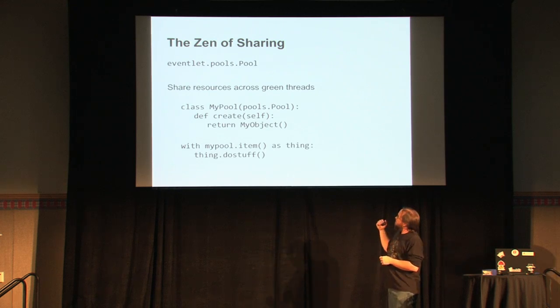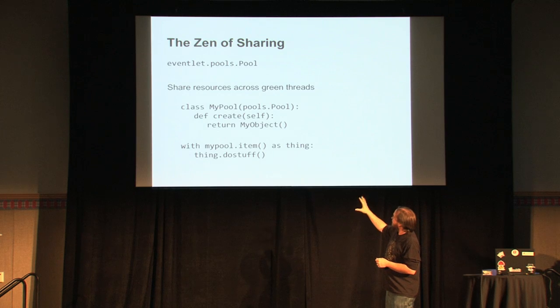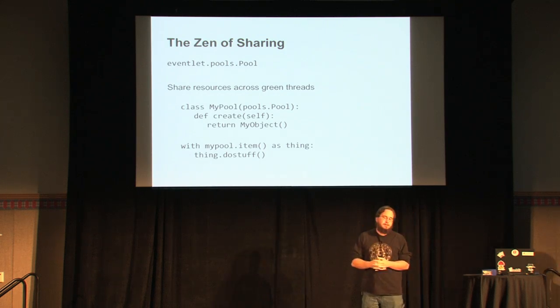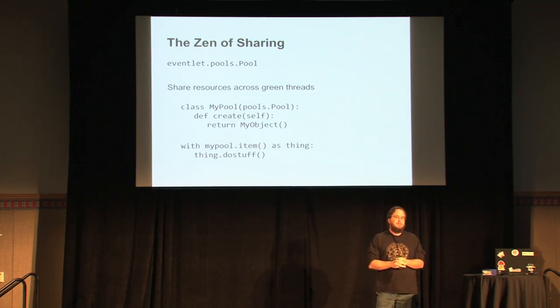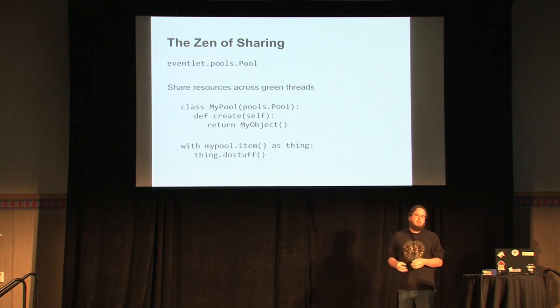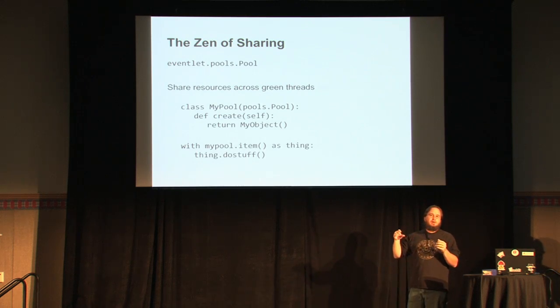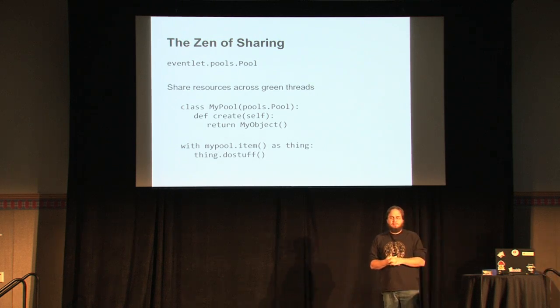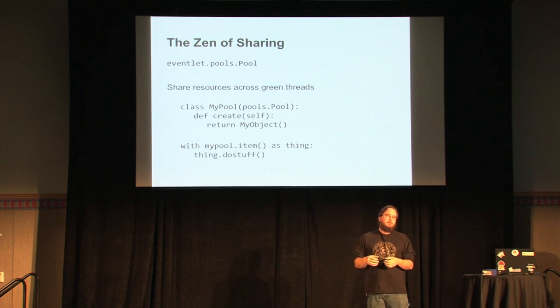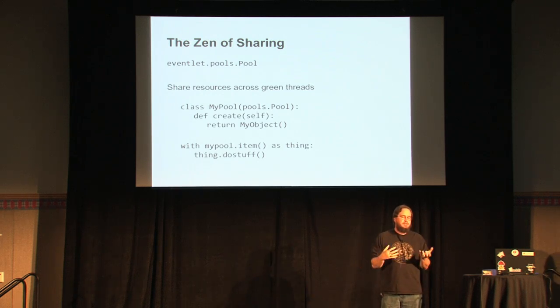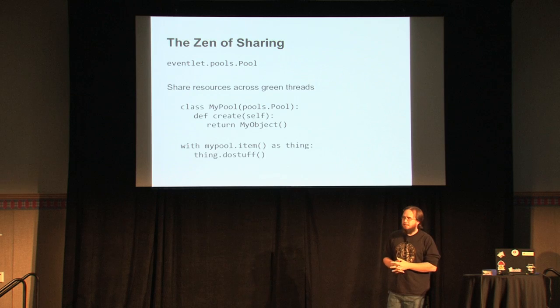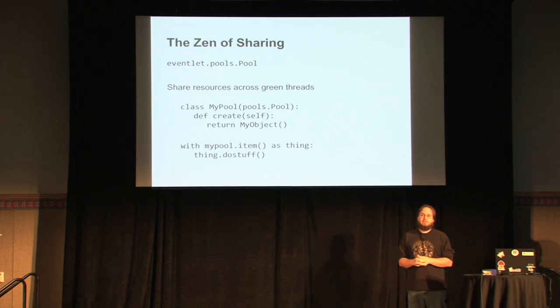And then there's a context manager, so with an item from the pool, as whatever you're using, in the SwiftBench case it would have been a connection, do stuff with it, and then the context manager handles putting it back in the pool of usable items to be used later on. This can be kind of handy when you have to share connections or share other types of things that you want to synchronize between different green threads.